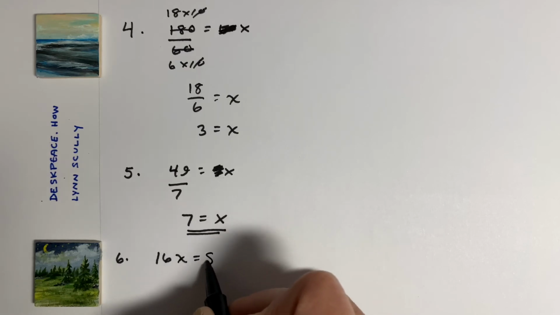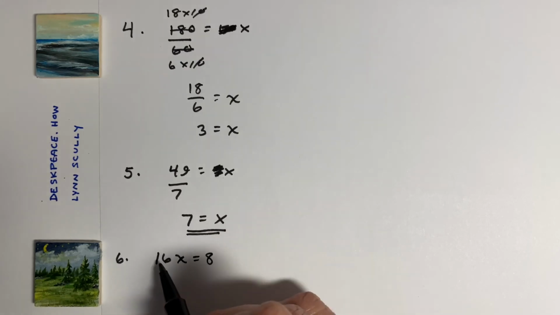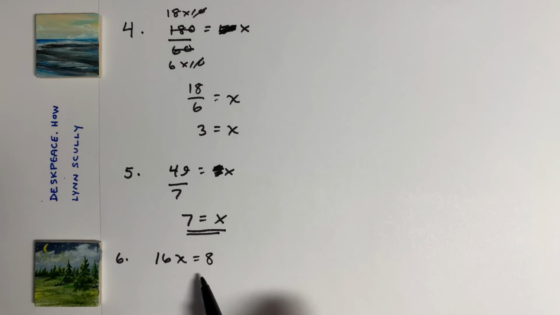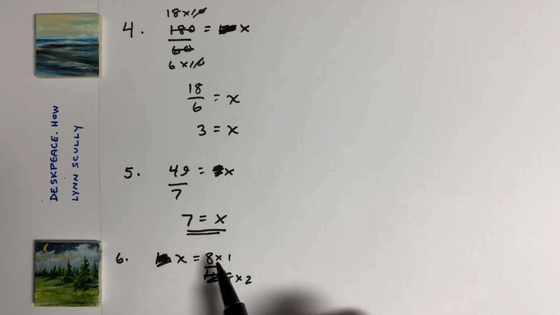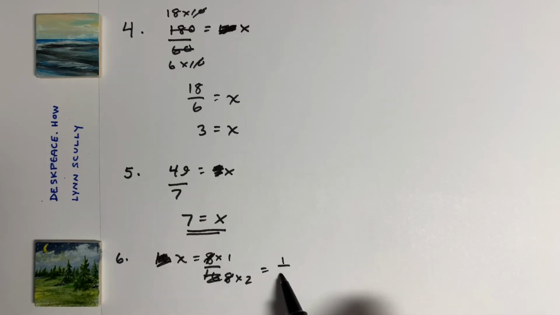16x equals 8. Get the x alone. 16 is attached by multiply. I'm going to move it by divide to the other side of the equal sign. This is going to be an answer less than 1. 16 is 8 times 2. 8 is, of course, 8 times 1. 8 over 8 is equal to 1, and I get 1/2.